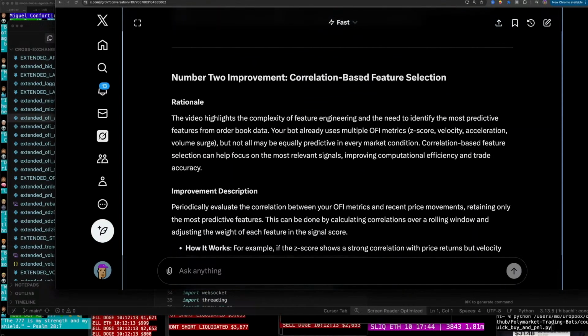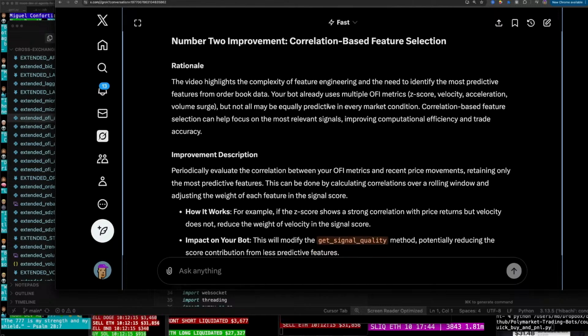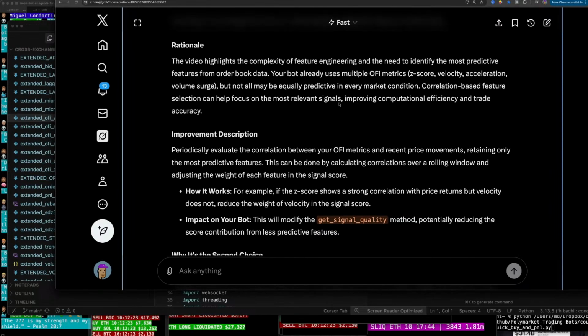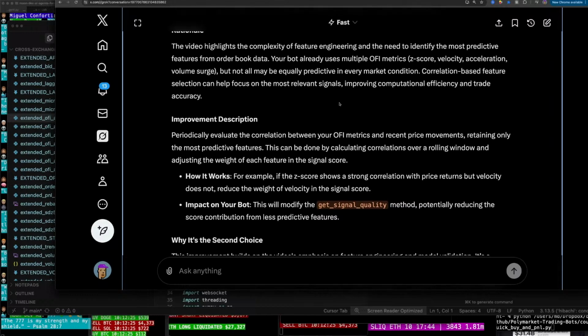Idea number 2, correlation-based feature selection. Highlights complexity of feature engineering. Identify the most predictive features from the order book. Your bot already uses multiple OFI metrics like z-score, velocity, acceleration, volume surge, but not all may be equally predictive in every market condition. Correlation-based feature selection can help focus on the most relevant signals, improving computational efficiency and trade accuracy.